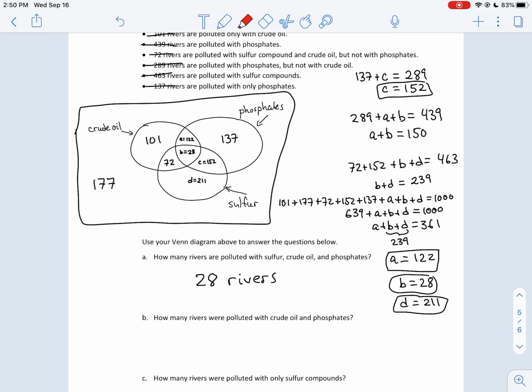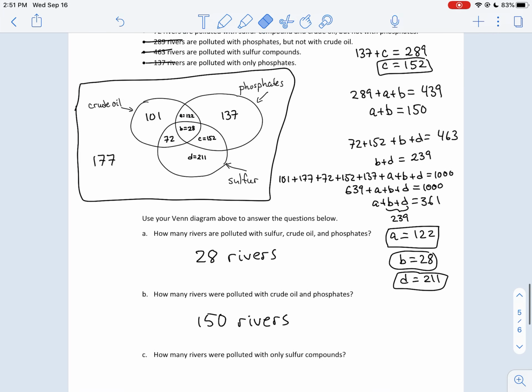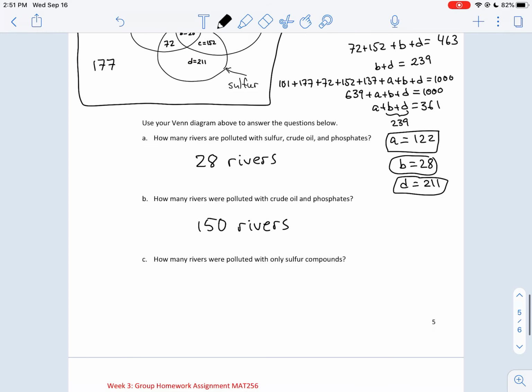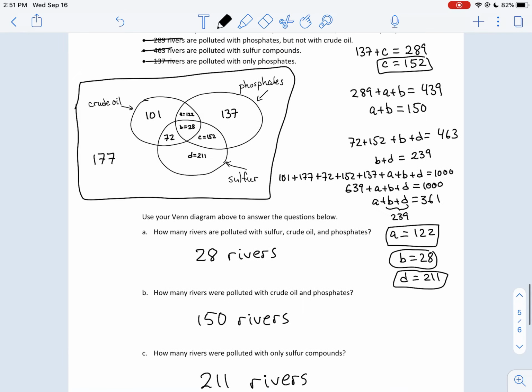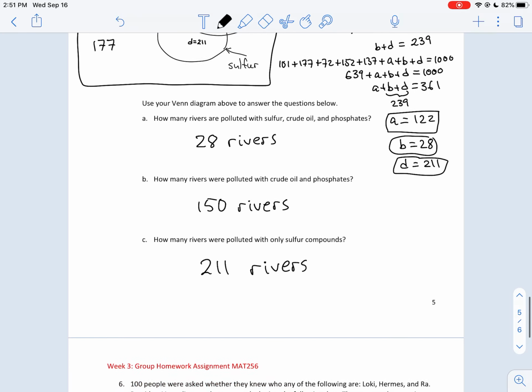How many rivers were polluted with crude oil and phosphates? Crude oil and phosphates. So that has to be polluted with both. So that's crude oil and phosphates. Well, that's the A plus B. That has to be that 150 number. So 150 rivers. Then how many rivers were polluted with only sulfur compounds? So only sulfur compounds was this portion of our Venn diagram, and that's the 211. Okay, so the questions are easy once we got the Venn diagram working out for us.